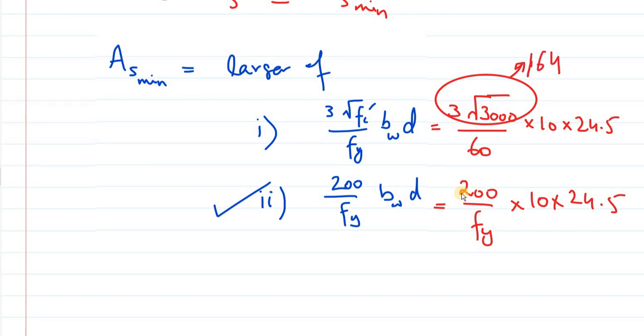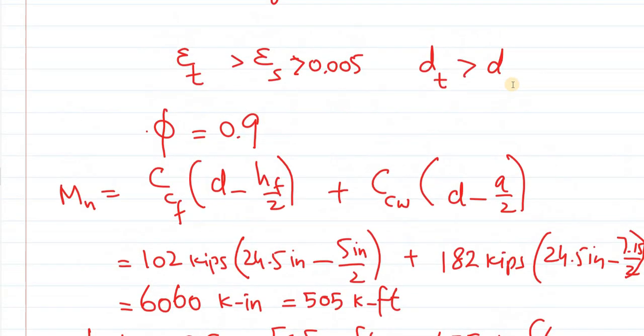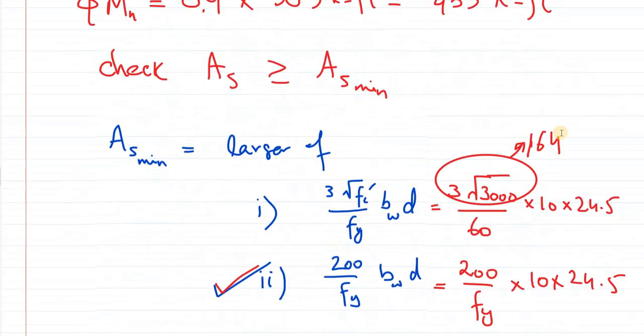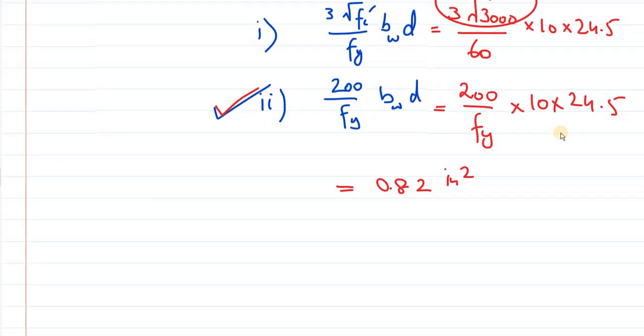So this value is lesser. Of course the 200 value is going to govern, so we will calculate only the latter value. That becomes 200 over this Fy, which is 60. I just didn't put the value, but this is 60. So you get the answer equal to 0.82 inch square, and our AS provided is much larger than that. Our AS provided is 4.74. So AS provided is greater than AS minimum. So that's okay. So this is the end of this lecture.